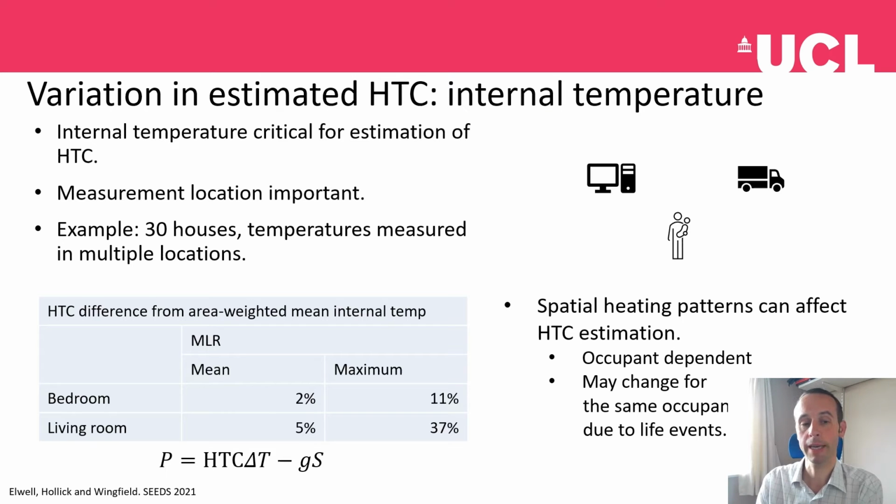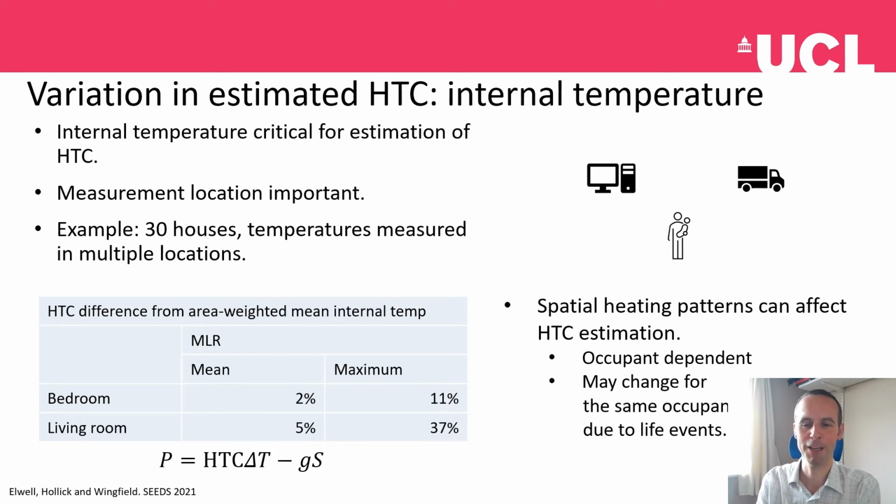So 30 houses, temperatures measured in lots of spaces, and we compare the HDC estimated from an area weighted mean across the whole property to that where we just take a bedroom temperature or just take a living room temperature. And on average, they compare pretty well, 2 to 5% difference, significant difference, but relatively small.